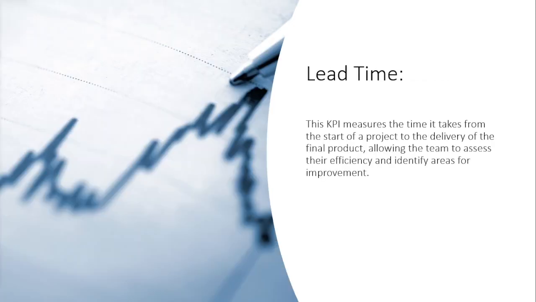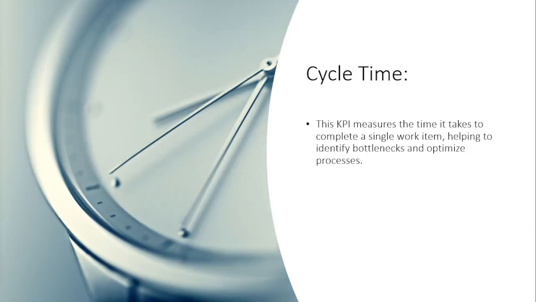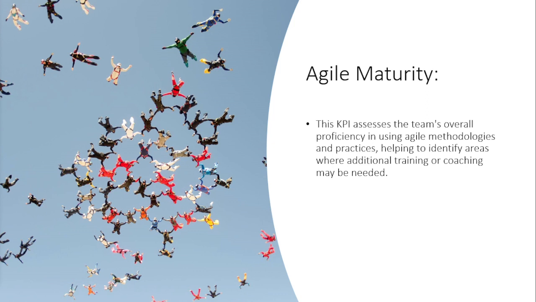Lead time is also a great one because lead time enables you to see the big picture, the full thing, how long it takes from the start of a project to the delivery of the final product. Cycle time, on the other hand, is the time it takes to complete a single work item. This is one that the person operating on that machine needs to be aware of. It helps to identify bottlenecks and optimize processes, so it makes sense to do that.